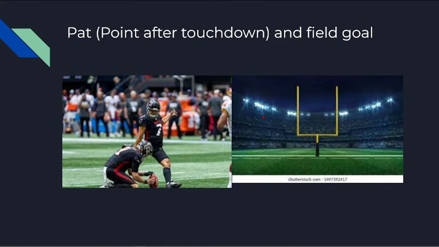PAT, or point after touchdown, and field goal. A PAT, point after touchdown, is what you do after a touchdown if you don't want to go for 2 points. It will give you that one additional point that makes it a total of 7. Or, if you don't score a touchdown and you are in range, you can kick a field goal, and if you make it, it results in 3 points. The ball has to go between these two uprights and stay above this bottom one right here.